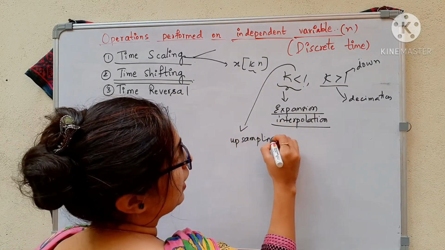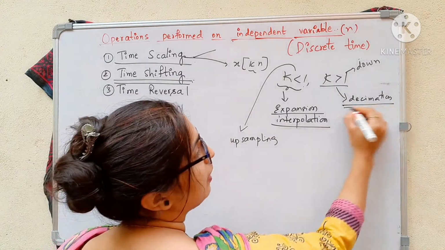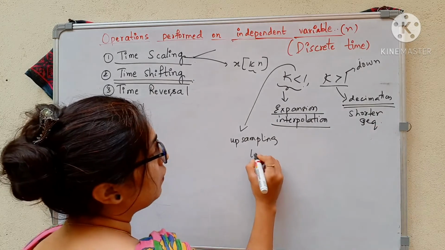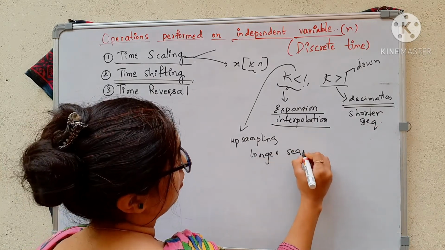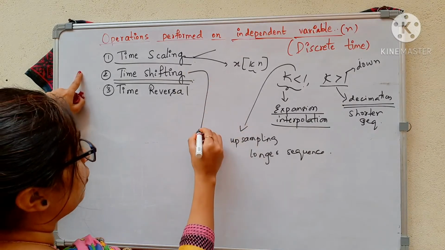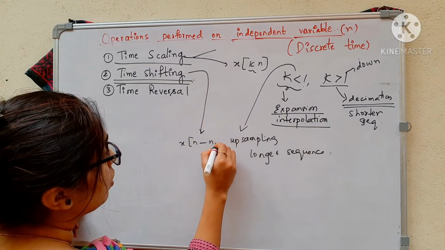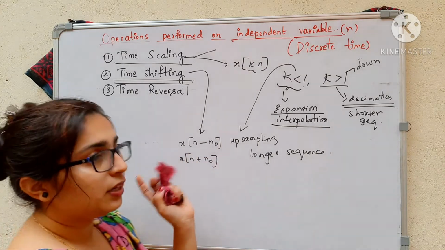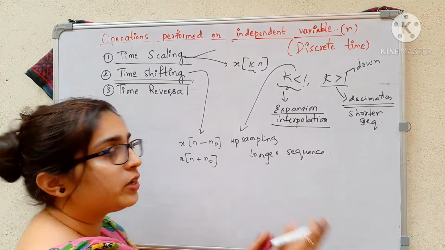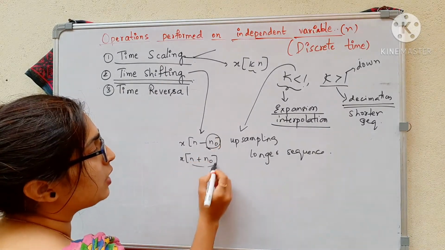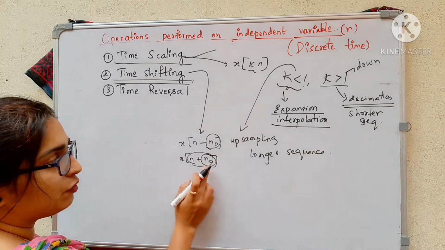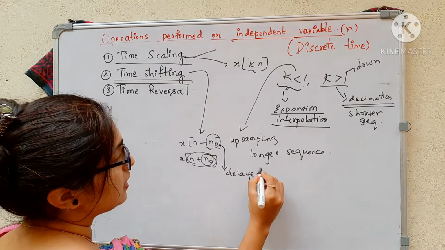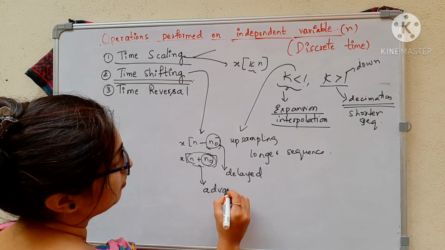When k is greater than 1, the resultant sequence will be a shorter sequence. Here it will be a longer sequence. Next comes time shifting, that is x of n minus n naught or x of n plus n naught. N minus n naught is just shifting the signal towards the right by n naught units. N plus n naught is shifting the signal towards left by n naught units. So this is your delayed signal and this is your advanced signal.